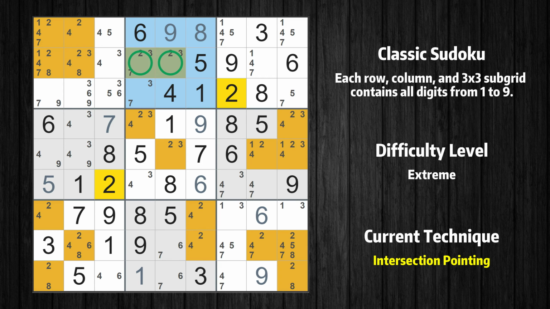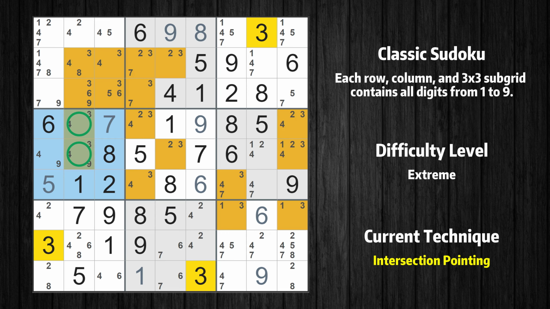There is an intersection with another region in subgrid 2. Value 2 has to be in one of the marked cells, so it cannot be in any other cell in row 2. There is an intersection with another region in subgrid 4. Value 3 has to be in one of the marked cells, so it cannot be in any other cell in column 2.